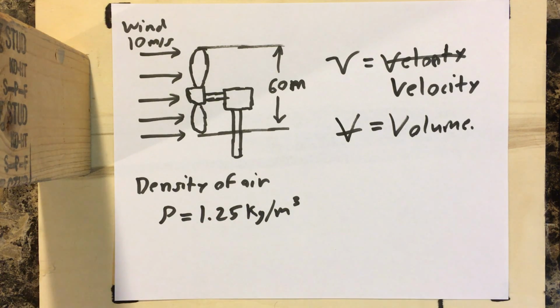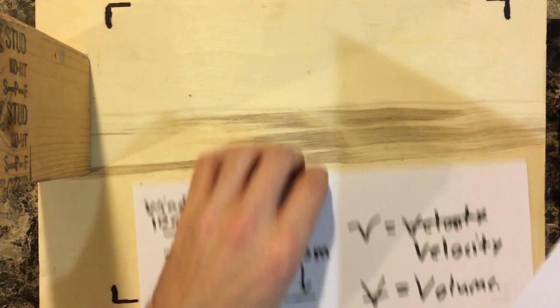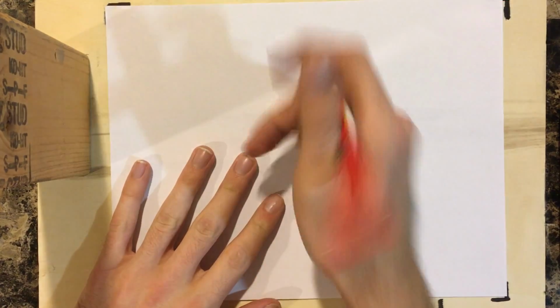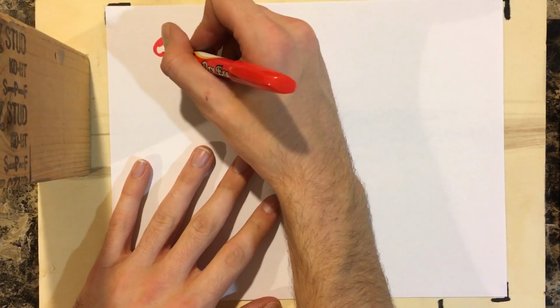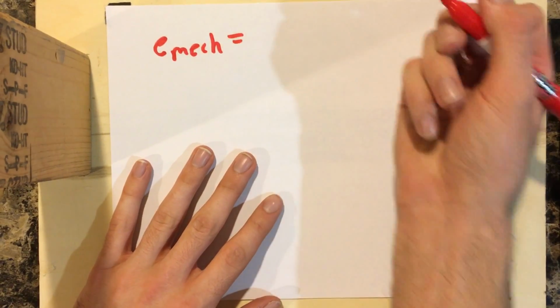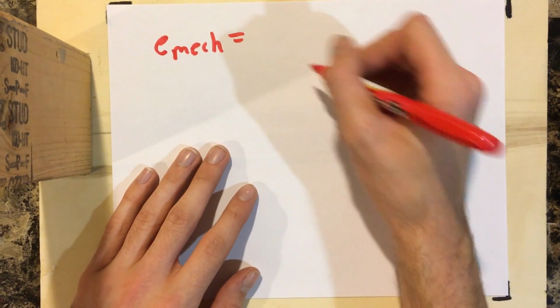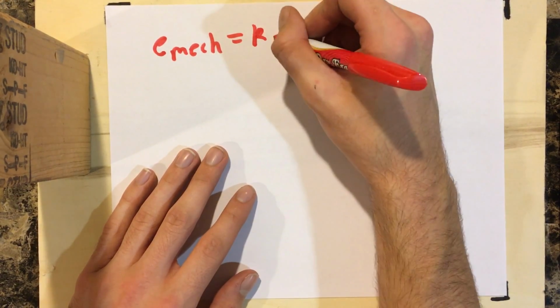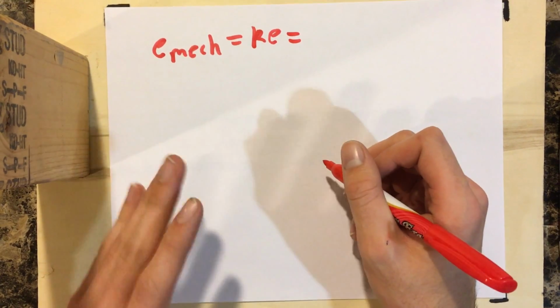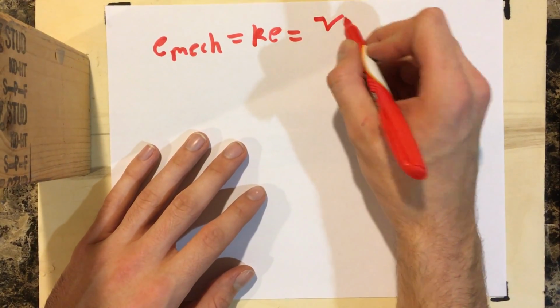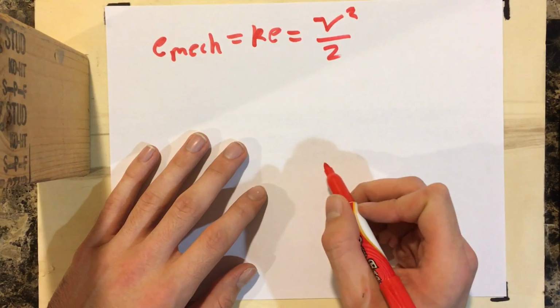The first thing we wanted to find was the mechanical energy of air per unit mass. So in order to do that, I'm going to grab a new paper. We have to find the mechanical energy of the system. So we just do E mechanical. Now the only energy in this system is within the windmill, and it's through kinetic energy. So we want an equation for kinetic energy. Now the equation for kinetic energy is pretty simple. It's velocity squared over 2.